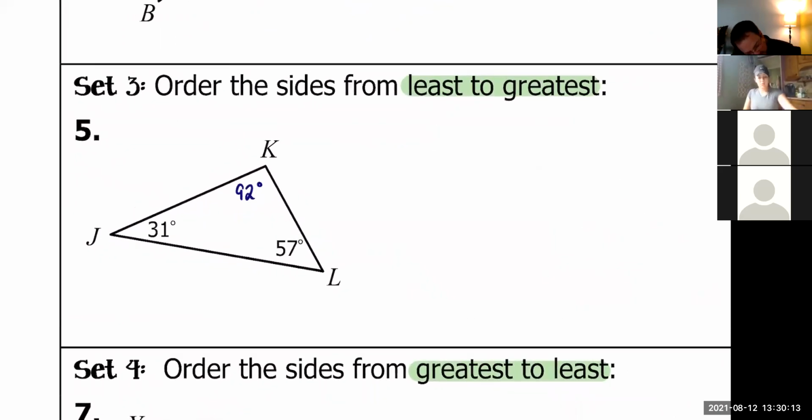So go ahead and see this one through. Starting from the shortest side, opposite the smallest angle, which is angle J. So the shortest side would be KL. Then the next smallest angle, or next largest, I guess, would be the 57, the L, which is opposite JK. And then that leaves JL as the last one.